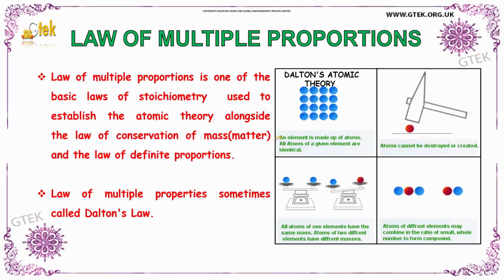According to Dalton's atomic theory, an element is made up of atoms. All atoms of a given element are identical. Atoms cannot be destroyed or created. All atoms of one element have the same mass. Atoms of two different elements will have different masses. Atoms of different elements may combine in the ratio of small whole numbers to form compounds.